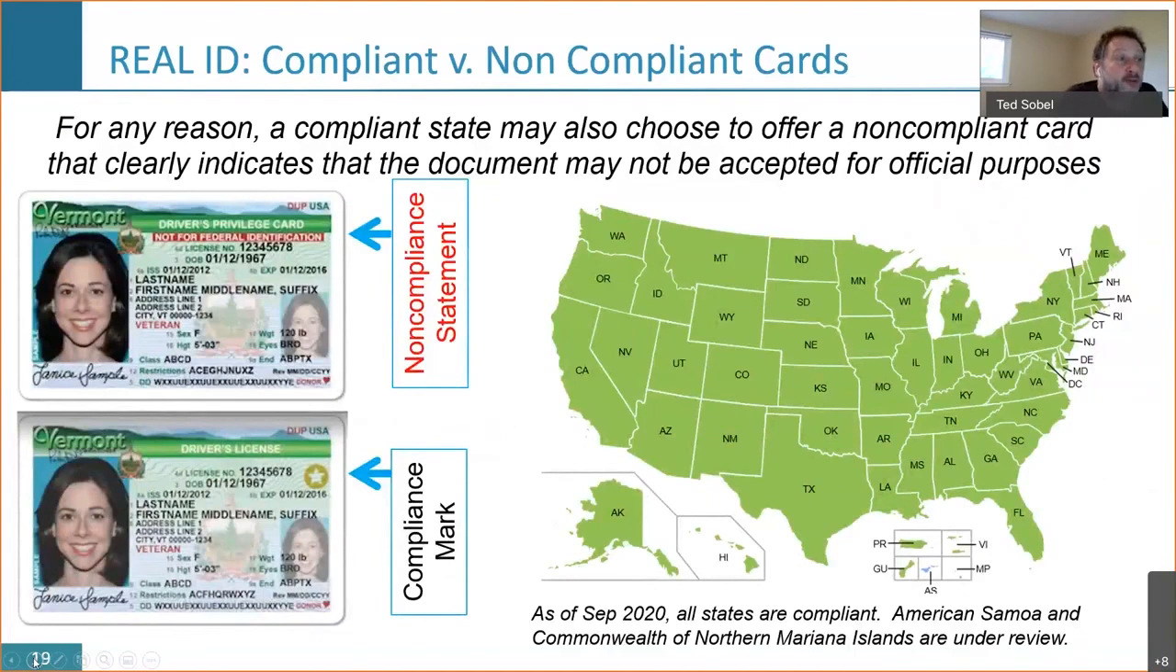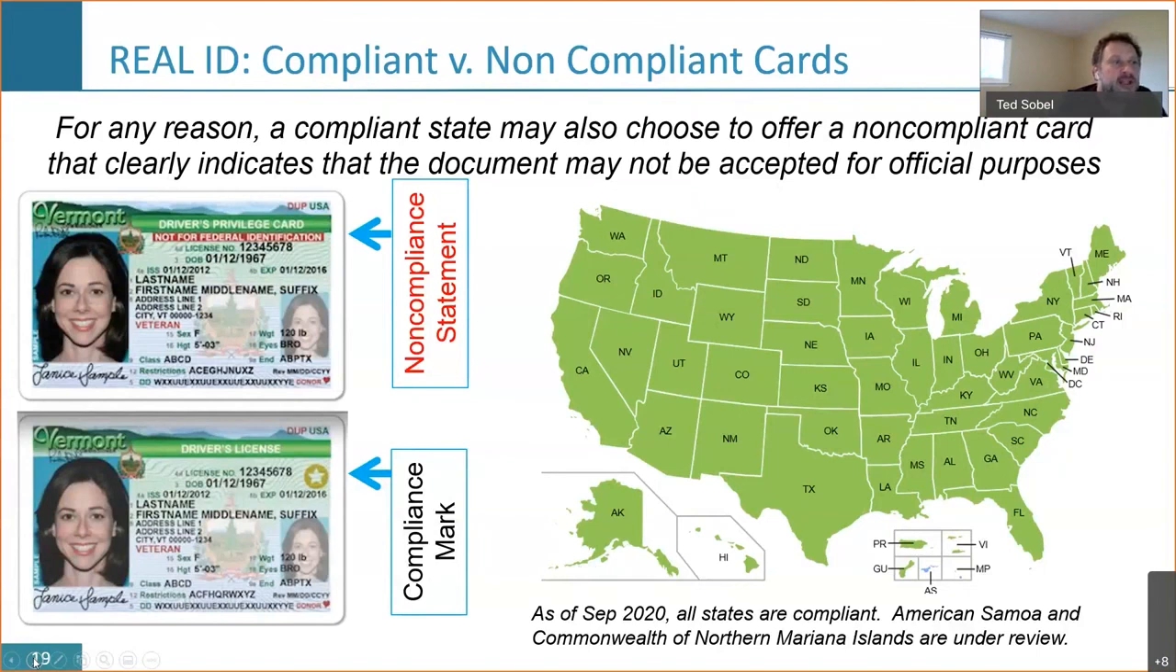A word of caution as we have now reached nationwide compliance with Real ID. Not all licenses that you will encounter will be Real ID compliant. Most states continue to offer their residents the option of getting a non-compliant card. The reason to get a non-compliant card may vary. It could be due to cost. It could be due to a person being unwilling or unable to prove lawful presence. It could be just a simple personal preference.